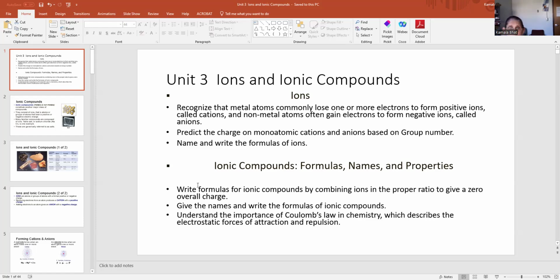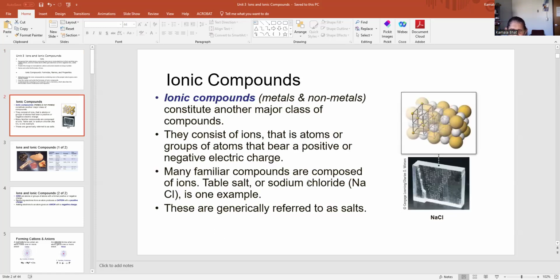Now, these are the most important things that you have to know in this particular type of group assignment. Ionic compounds are generally combinations of metals and non-metals and constitute another major class of compounds. They consist of ions, that is atoms or groups of atoms that bear a positive or negative electric charge. Many familiar compounds are composed of ions. Table salt, for example, consists of sodium cation and chloride as the anion.